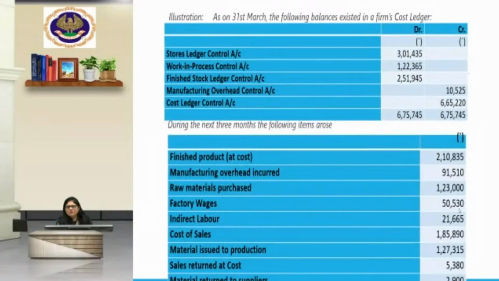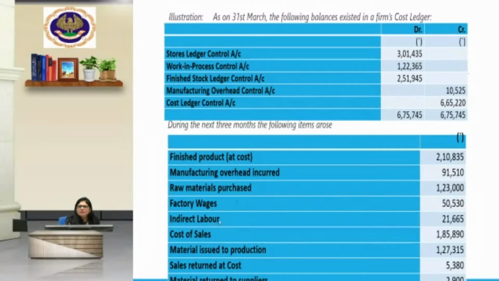So this 50,530 will be assuming the direct. 5530 will be going to which account? The production account, the WIP account. So the first entry will be wages control account debit to cost ledger control account, and now transfer these wages to WIP account. Direct wages will go to WIP.